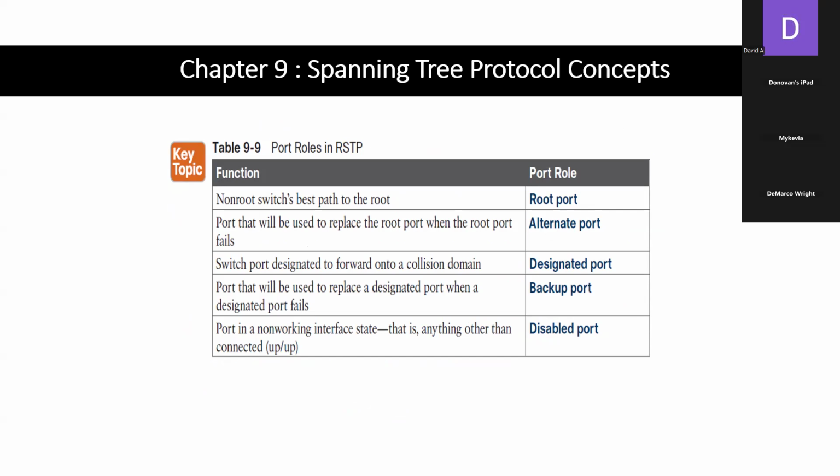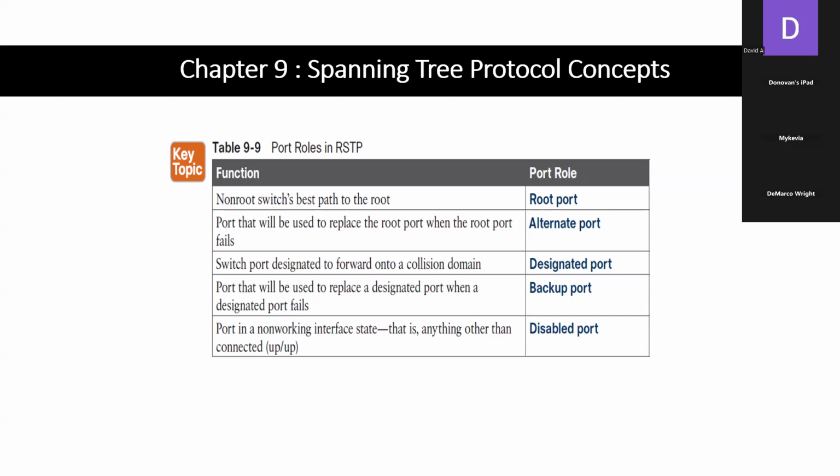We also have an alternate port, and that is the port that will be used to replace the root port when the root port fails. Then we have the designated port, the switch port designated to forward onto a collision domain. Collision domain, you remember, is just a link. And we also have the backup port, which is used to replace a designated port when a designated port fails.